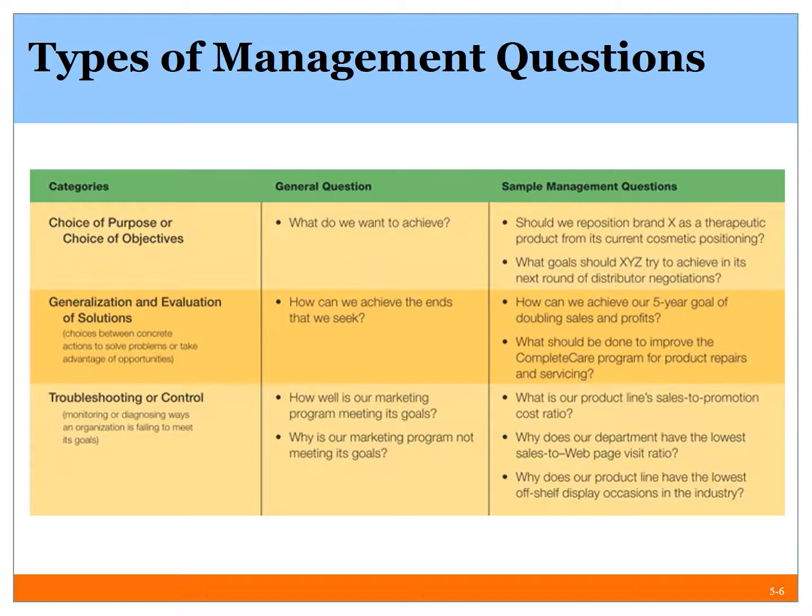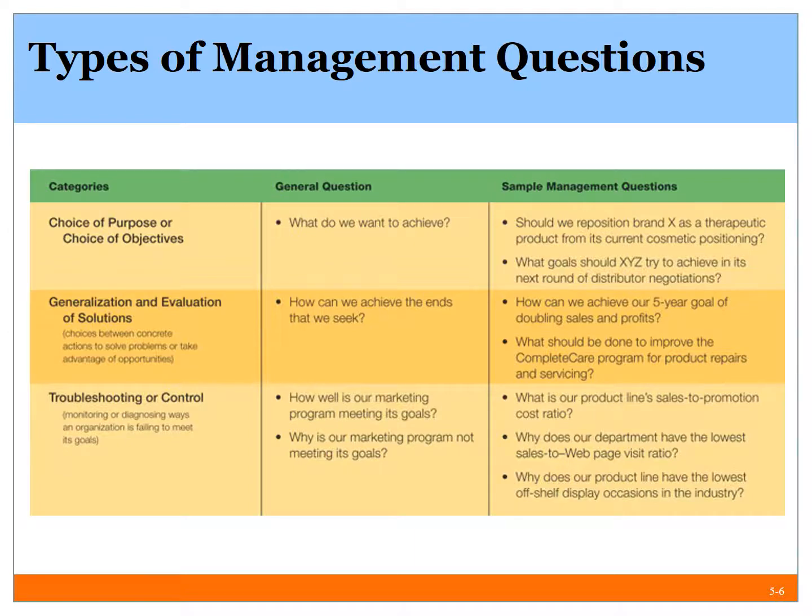So for example, here we might say, how can we achieve our 5-year goal of doubling sales and profits? You'll see this a lot in different management techniques like balanced scorecards. What should be done to improve our program for product repairs and servicing, right? So you keep it kind of general. Again, management questions start by being general.